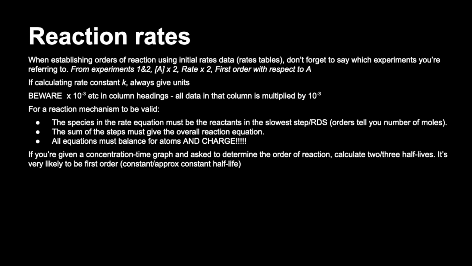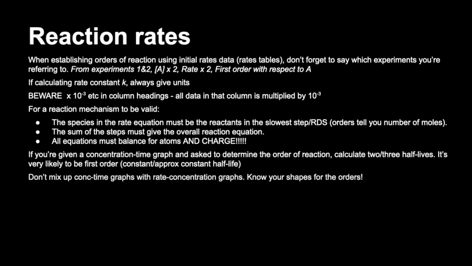If you're given a concentration time graph and you're asked to determine the order of reaction, calculate 2 or 3 half-lives. They don't have to be consecutive ones, and it's very likely that it will be first order. So you need to just show that there's a constant or approximately constant half-life. Whatever you do, don't mix up concentration time graphs for rate concentration graphs. Make sure you know all the shapes for those.